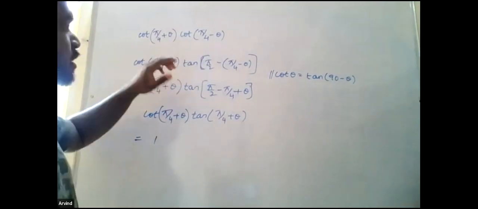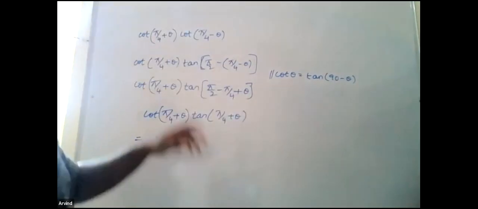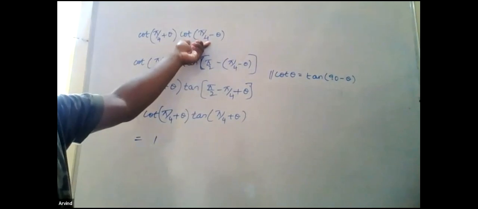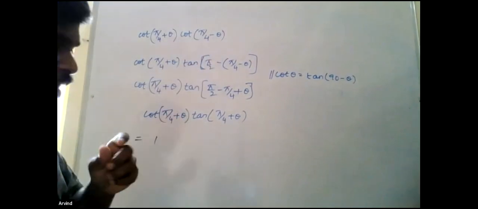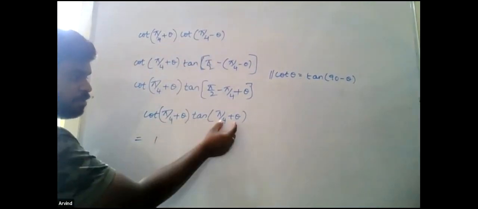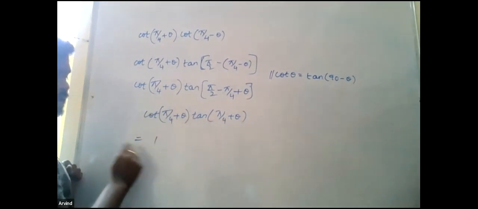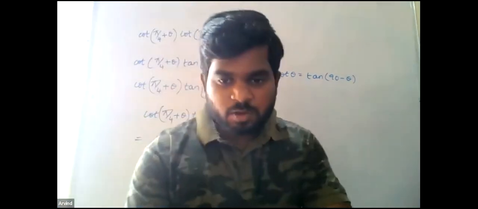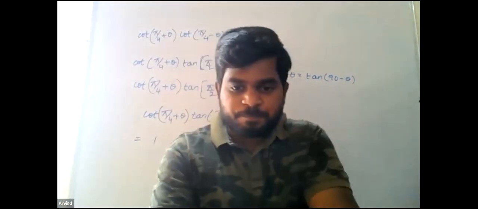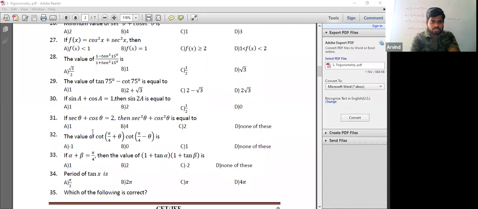You should change only one of the two into the other ratio. So I kept this as it is and changed this one. And one important thing is the angle must be the same: pi by 4 plus theta, pi by 4 plus theta. Only then cot and tan will get cancelled. Okay. So that's the answer for that. I hope it's clear.